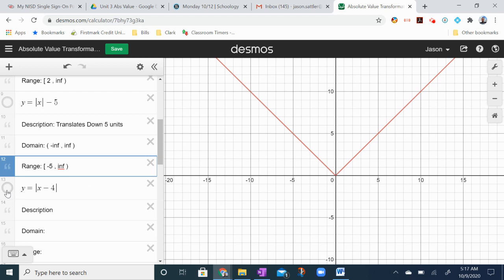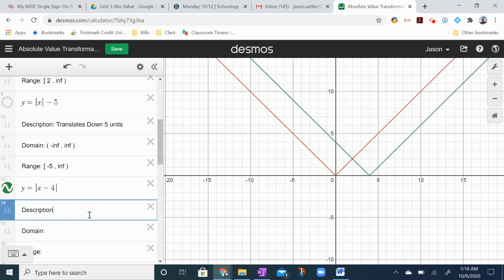Well, let's see. Turn it on by pressing this circle here. And as you can see, it moved over to the right 4 units. 1, 2, 3, 4. Okay, so let's write that description in. Translates right 4 units. All right, there we go. Translates right 4 units. Here it said subtract, but it moved to the right.